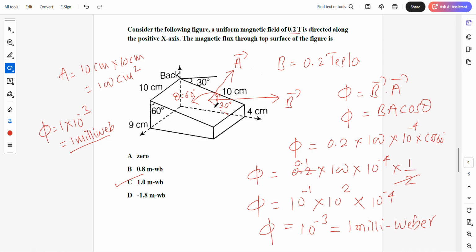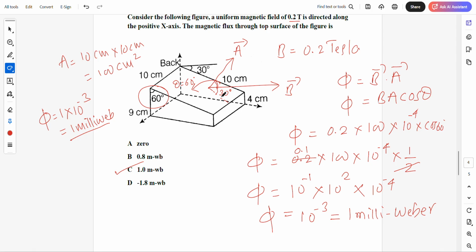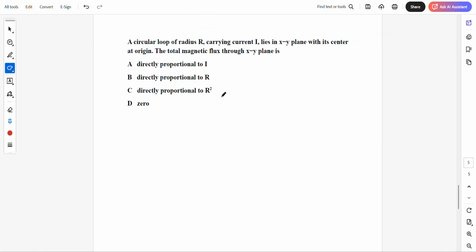Hope you understood. Be careful about angle theta here. The angle between B and A is 60 degree here. This is clearly mentioned here. The angle with the horizontal is 30 degree, so this becomes 60 degree, right? Next problem.